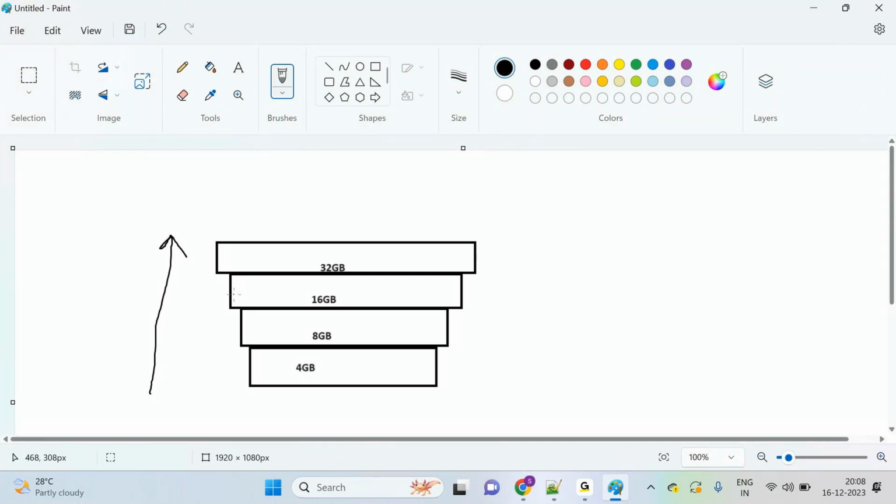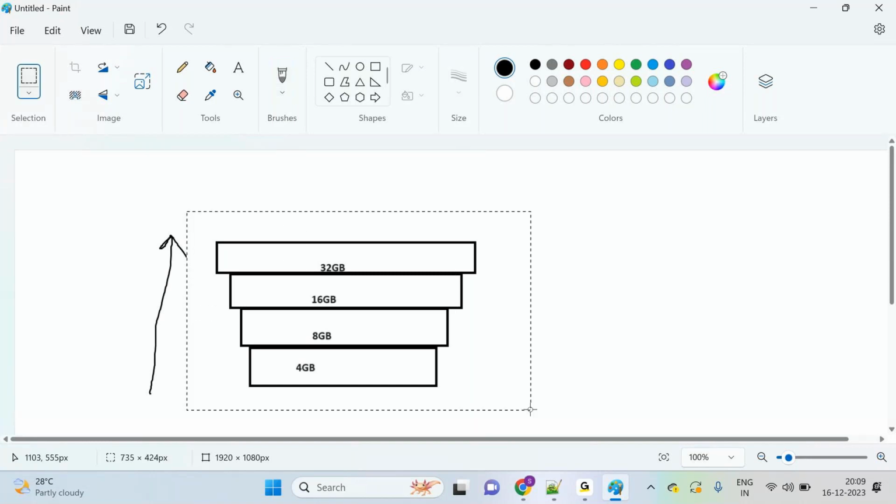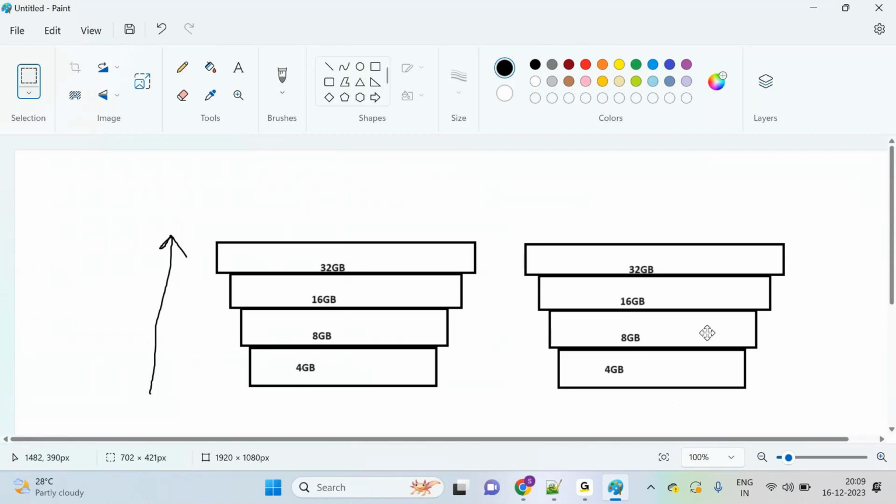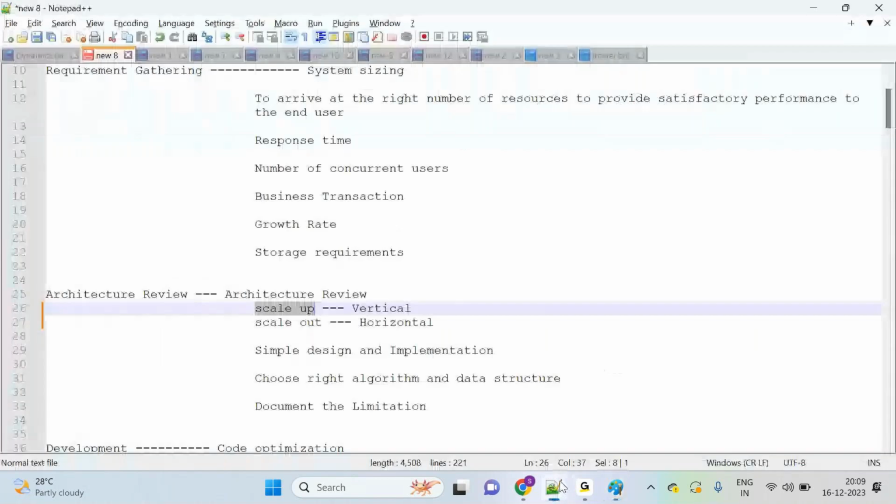In that case, what can you do? You reached up to 32, but you still wanted to do this kind of activity. What people will do is create a similar set of machine with a similar configuration. They put it under what? Load balancer. So either you are going to increase the configuration of the same machine, that is actually the vertical scaling, or scale up. You are increasing the configuration in the upside. Scale up.